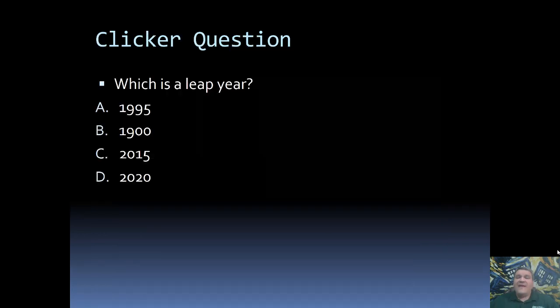That then leads us to our 5th lecture quiz question. Which of these is a leap year? A, 1995, B, 1900, C, 2015, or D, the year 2020? Go ahead and think about it, and we'll discuss in just a bit.